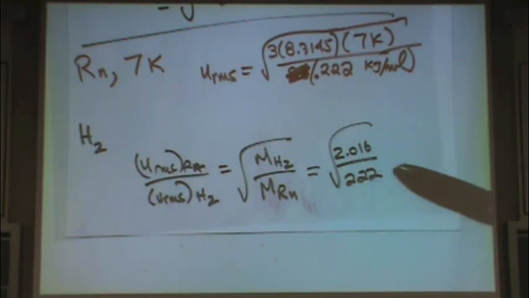Why did I not change this to SI units? Because it's the same units. They're the same units on top and bottom, so they both would cancel. You could change them to kilograms per mole, but for both of them, you'd be moving the decimal point over, so it wouldn't really matter.